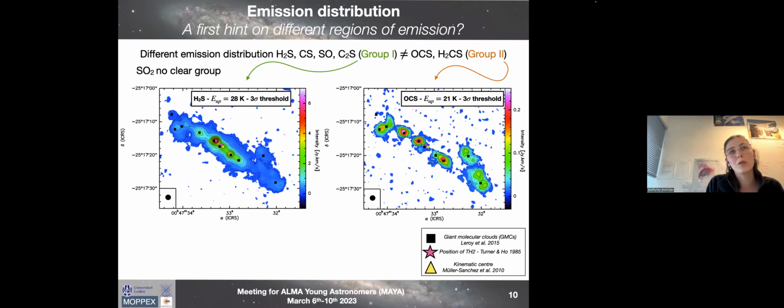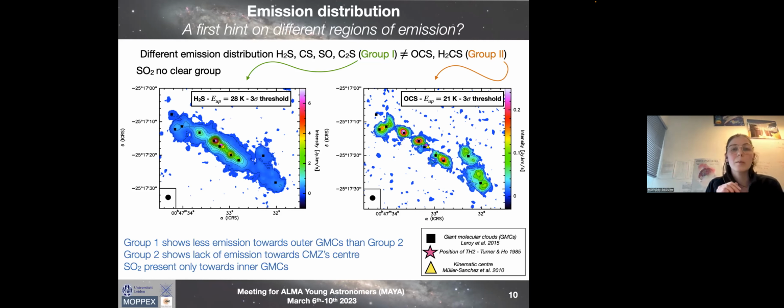So based on the first emission distribution investigation, we started to separate the species into 2 different groups based on their morphology. But as I told you, the same morphology does not mean that the species are coming from the same region.